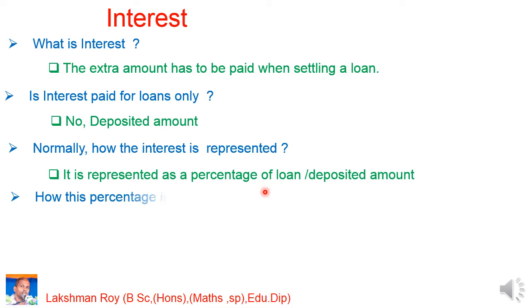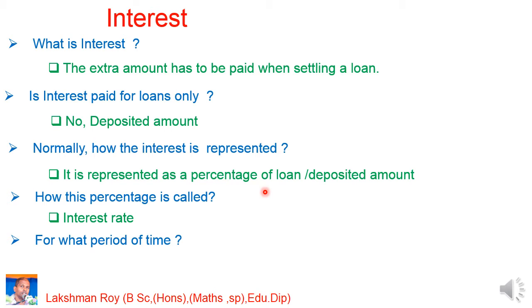Now how is this percentage called? If interest is given in percentage, we call that percentage, what, students? That is called the interest rate. Interest rate. So that is the name given to the percentage of the interest.